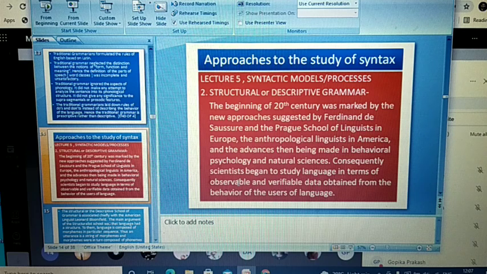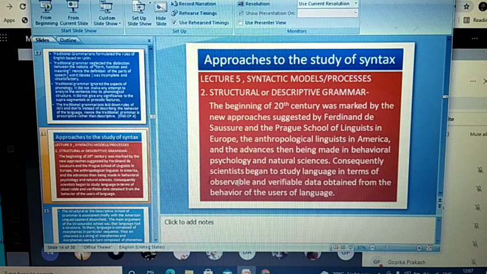Besides, Ferdinand de Saussure, the father of modern linguistics, spoke about sign, signifier, signified, langue, parole, then linguistic value, synchronic approach to the study of language, diachronic approach, syntagmatic and paradigmatic.